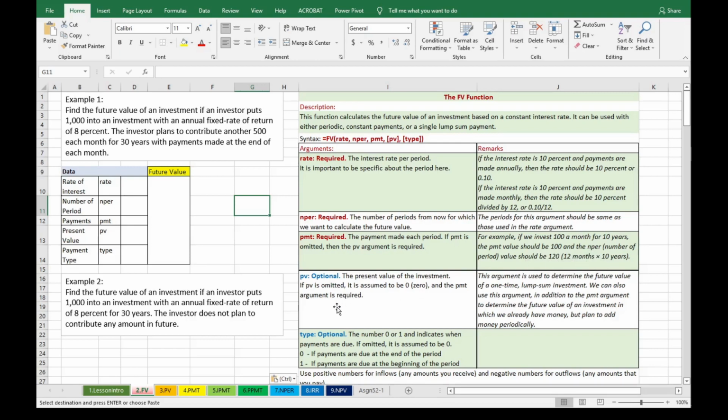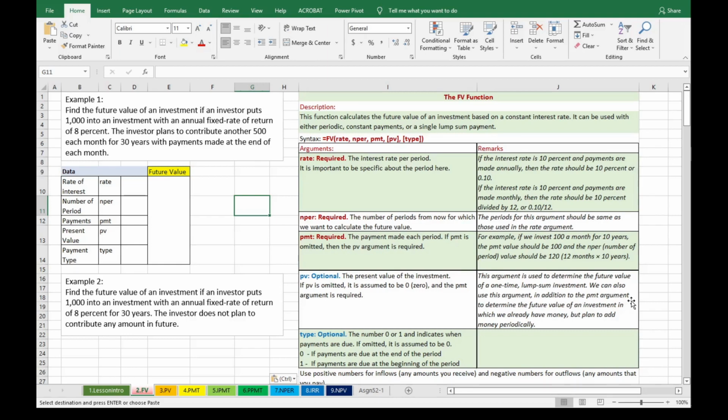Then next argument is PV, that is optional argument. This is the present value of the investment. If PV is omitted, it is assumed to be 0 and the PMT argument is required. So if we don't give PV, then we have to give PMT and vice versa. So PV argument is used to determine the future value of one-time lump sum investment. We can also use this argument in addition to the PMT argument to determine the future value of an investment in which we already have money but plan to add money periodically.